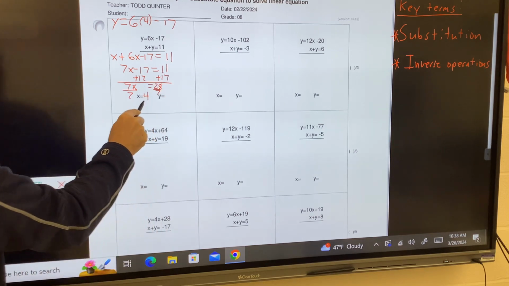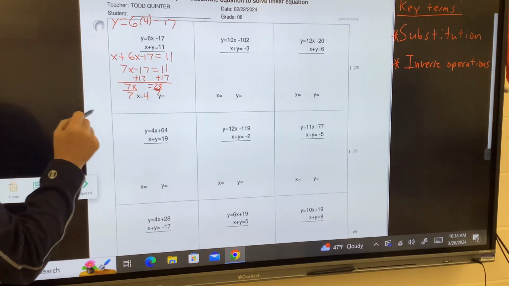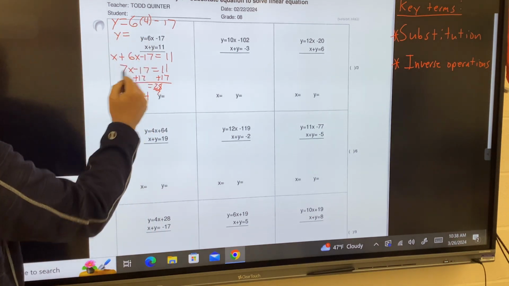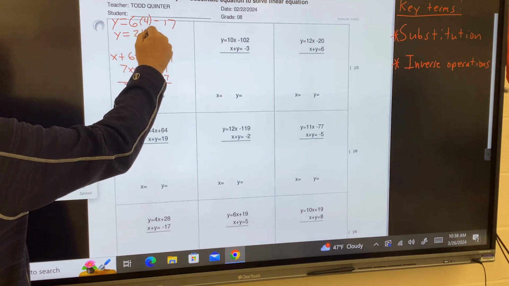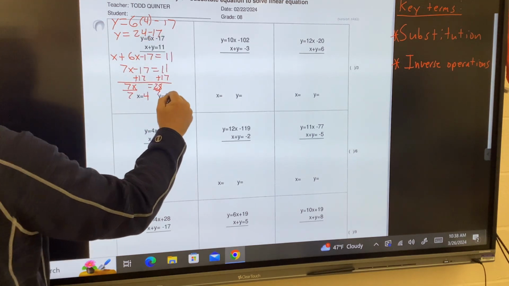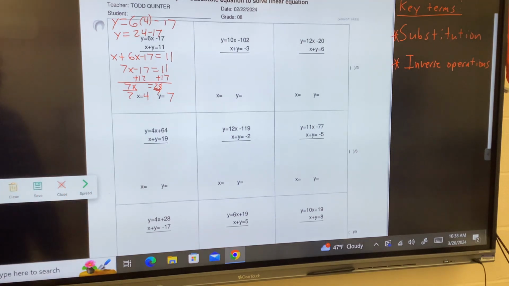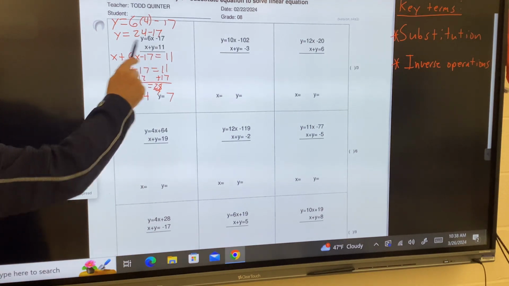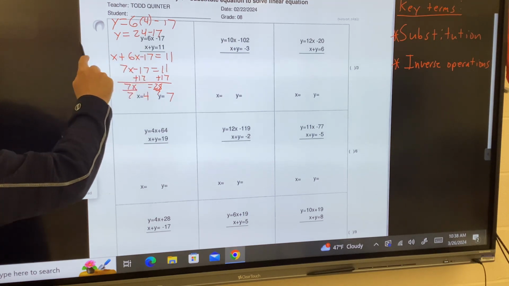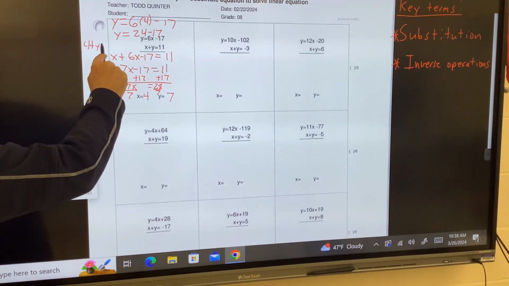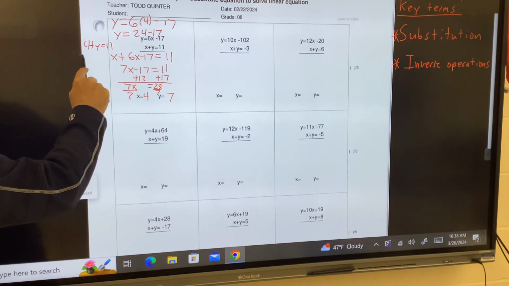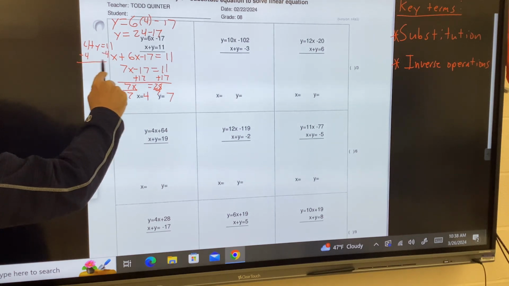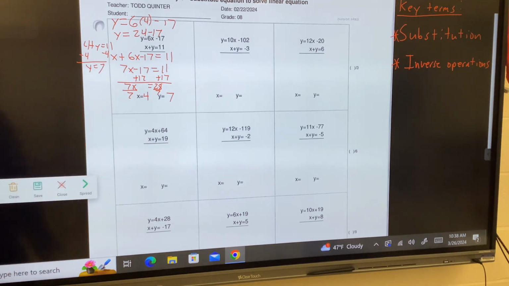Since we know x is 4, substitute 4 in for x, and then just follow the order of operations. 6 times 4 is 24, and 24 minus 17 is 7. So y equals 7. Now we could have used the other equation if we wanted to. We could have had 4 plus y equals 11, and then all we would have to do is subtract 4, and we still see y equals 7.